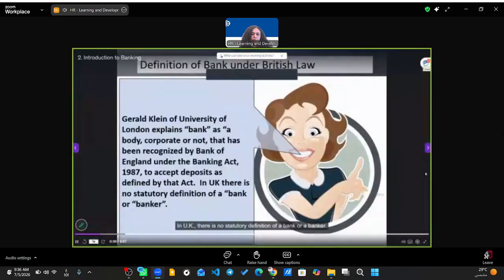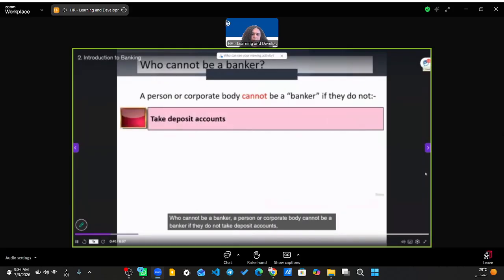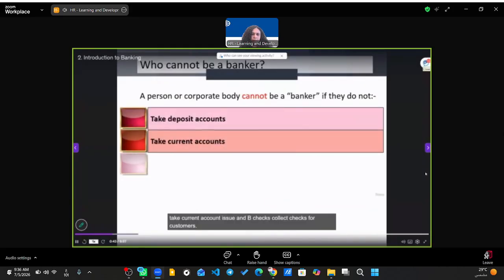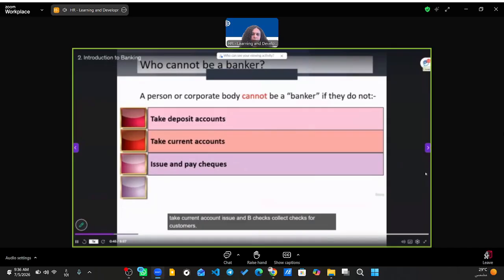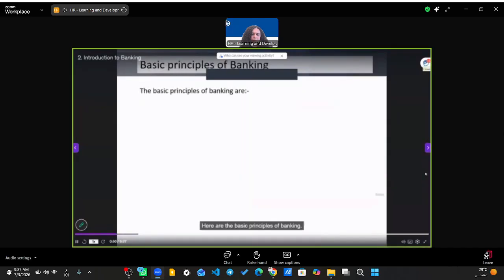In UK, there is no statutory definition of a bank or a banker. Who cannot be a banker? A person or corporate body cannot be a banker if they do not take deposit accounts, take current accounts, issue and pay checks, collect checks for customers. Here are the basic principles of banking.